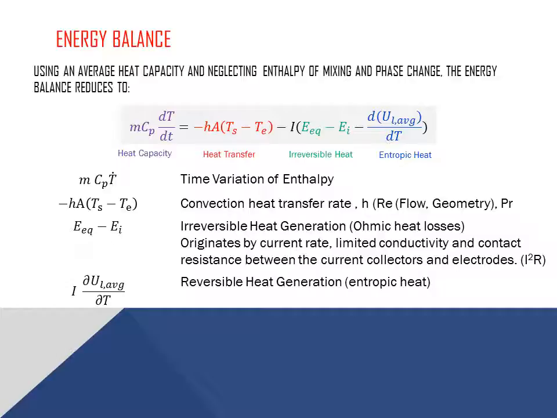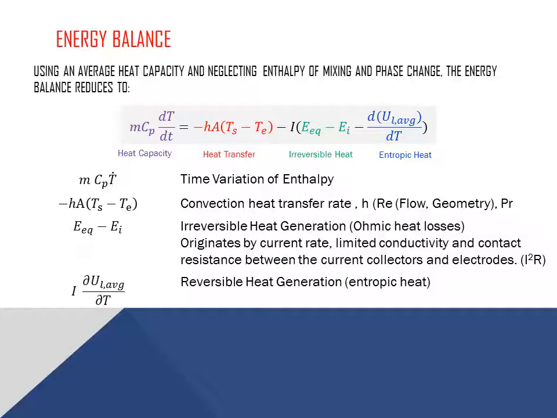Let's look at each of the terms in this equation. On the left-hand side of the equal sign, we have the time variation of enthalpy, where MCP is the thermal mass of the battery, and T dot is the time rate of change of temperature. On the right-hand side, we have the convection heat transfer rate, where h is the convection heat transfer coefficient, which is a function of Reynolds number, which is a function of flow and geometry, and Prandtl number, which is a property of the fluid in which the battery is submerged.